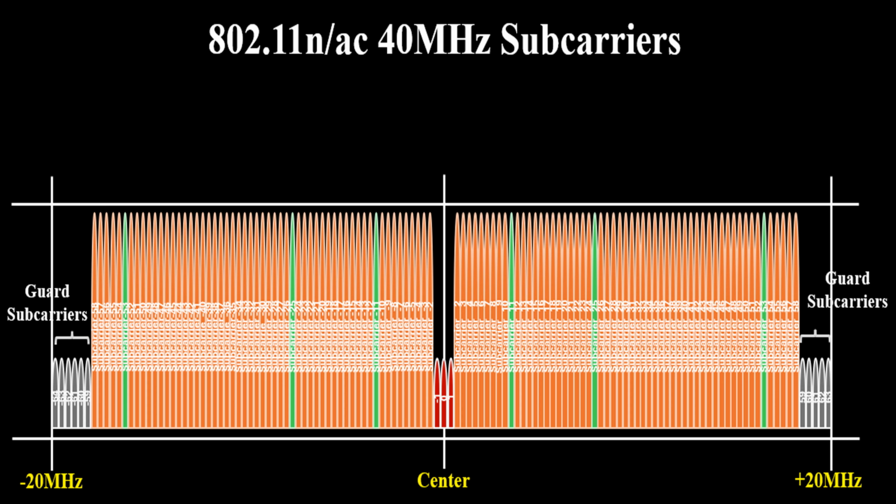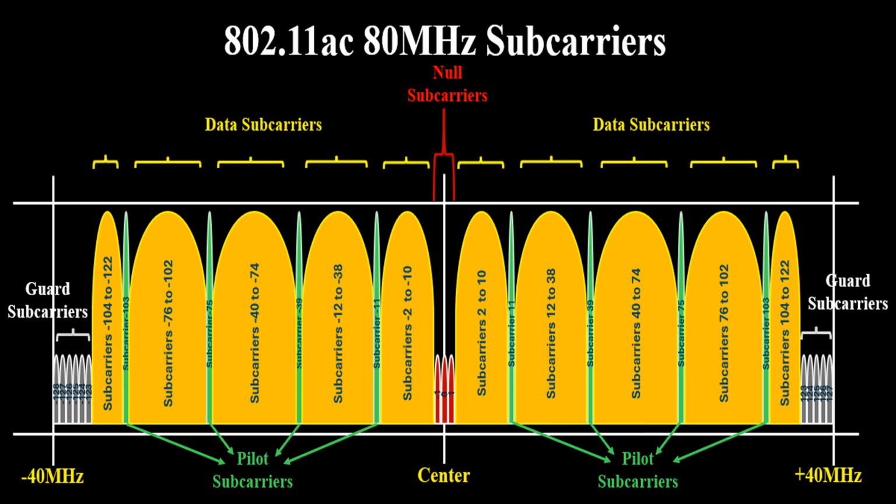The guard subcarriers in an 802.11n or 802.11ac 40 MHz channel are at indices -64 to -59 and 59 to 63. In our next video, let's see the subcarrier arrangement in 802.11n or AC, 80 MHz channel.